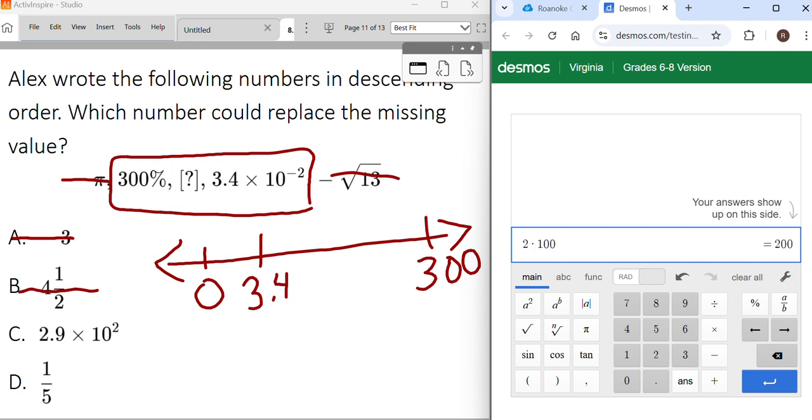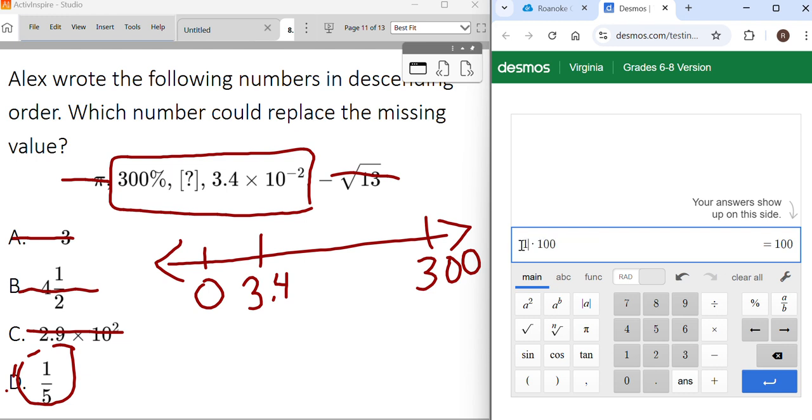It's 2.9 times 10 raised to the second power. Always be careful whether those exponents are positive or negative. That gives us 29,000%, way too big. By process of elimination, we know it's D, but let's check it just to make certain because people make mistakes on tests.